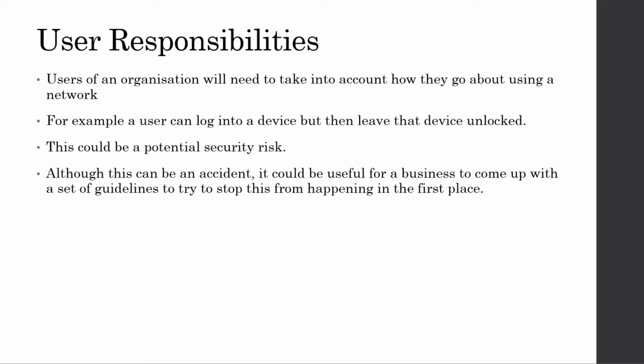Obviously, accidents will happen. Some things are unavoidable, but if companies put guidelines in place saying this is what you should ideally do, that's another way of mitigating problems. User responsibilities could have guidelines, so a guideline could be that you need to lock the server room after you've been in there. It might not be a policy. It could be made into a policy, but it could just be a guideline that you lock it.